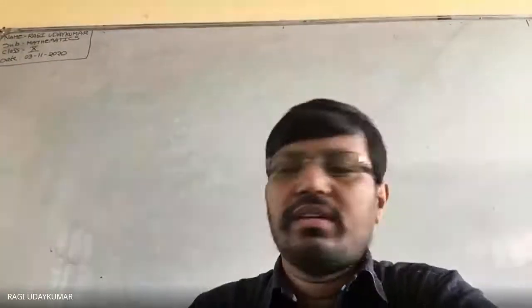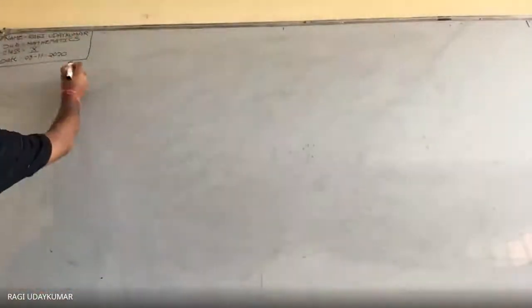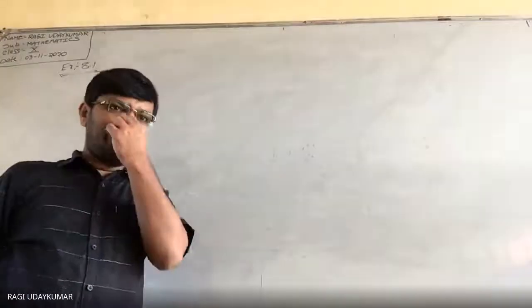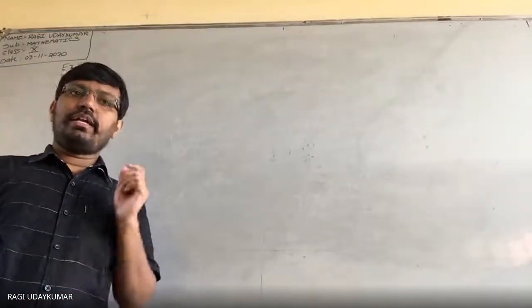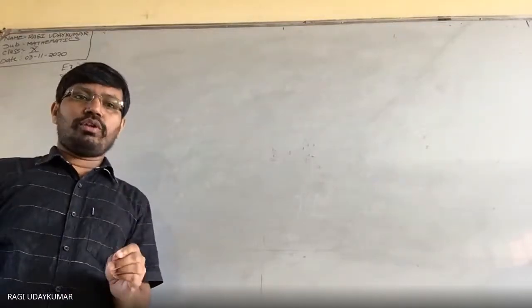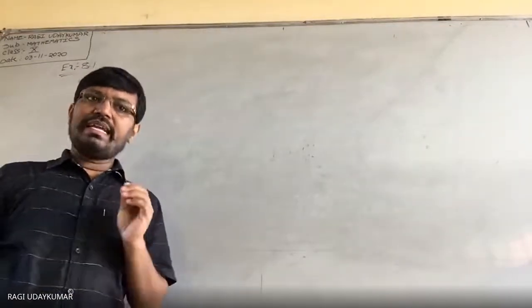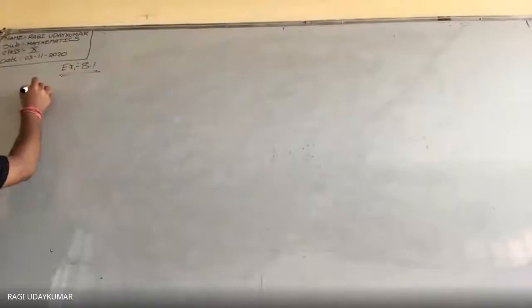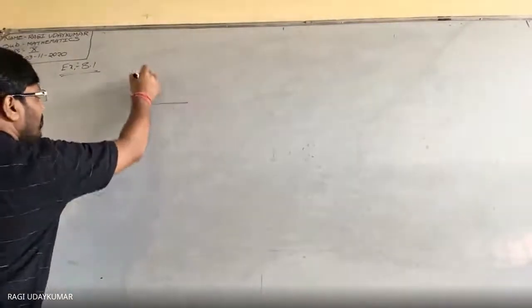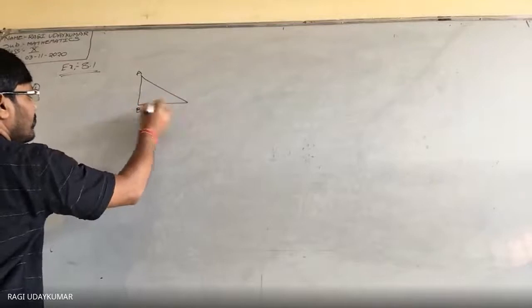Okay, maybe there is a problem in the headset. We'll start the exercise 8.1. The first problem in exercise 8.1 is given to you. A triangle is given to you, a right angle triangle, right angle at B, and AB is equal to 24 and BC is equal to 7 centimeters. Determine sin A, cos A, sin C, cos C. So this is the right angle triangle at B.